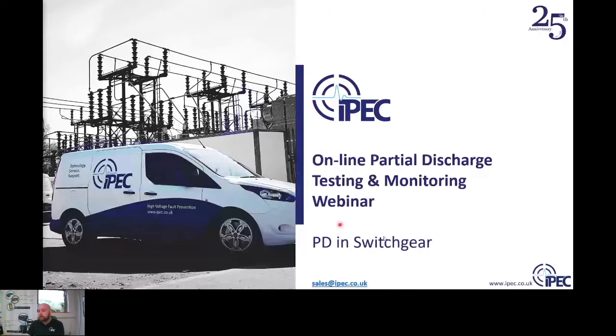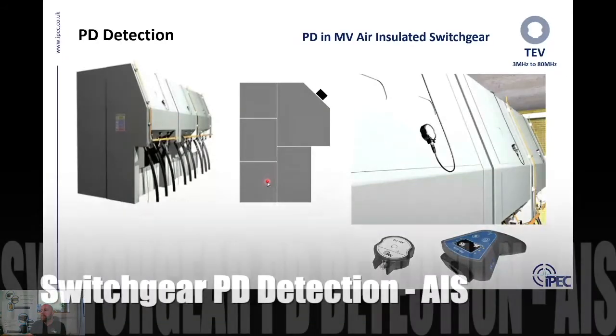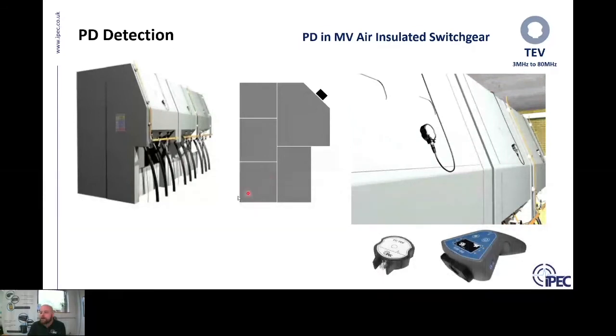But now let's get into the online PD on switchgear. If we're looking at medium voltage air insulated switchgear, typically the type of defects we might find inside it, traditionally again in the 11 kV, 33 kV range, typically causes of PD could be voids inside solid insulation or air inside liquid insulation.